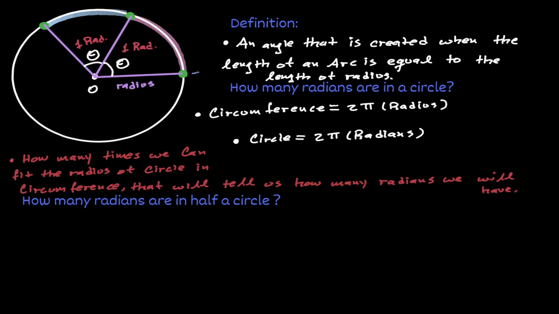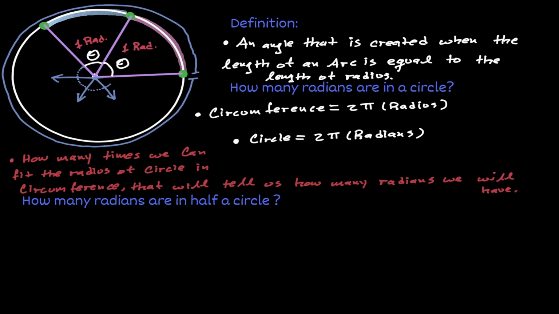What we have shown here is that if we go around the full circle, we would have created a total of 2 times pi radians. Well, remember that pi is approximately 3.14. So we have about 2 times 3.14 radians, which is about 6.28 radians. Regardless of how big or how small your circle is, when we go around the circle, we will always be able to fit 6.28 radians.